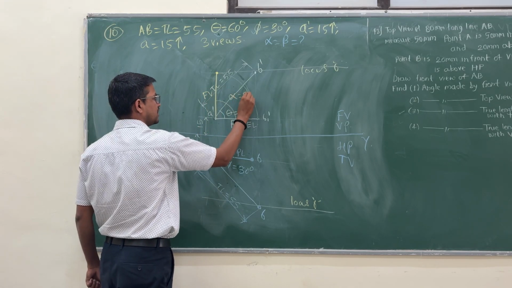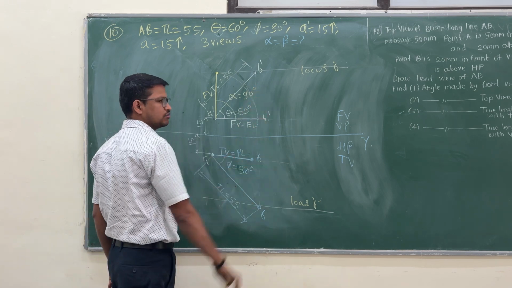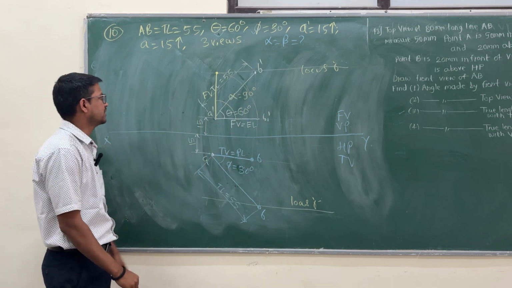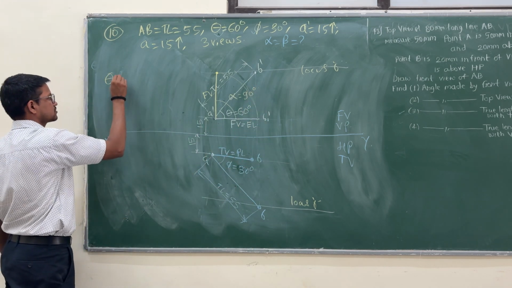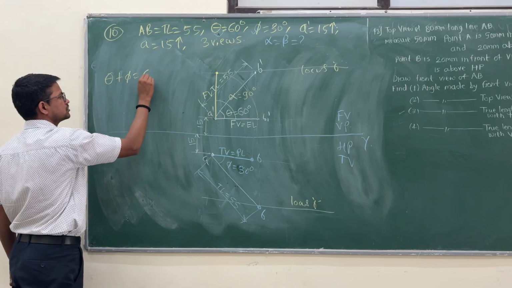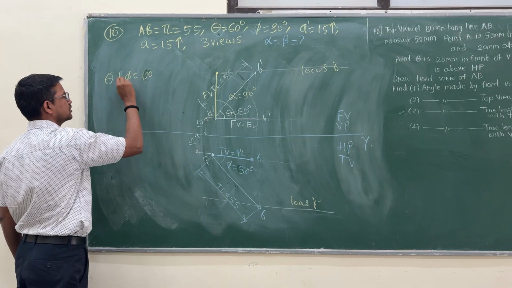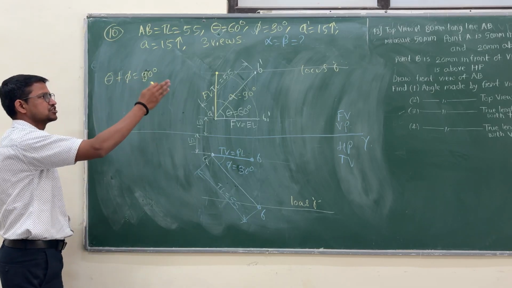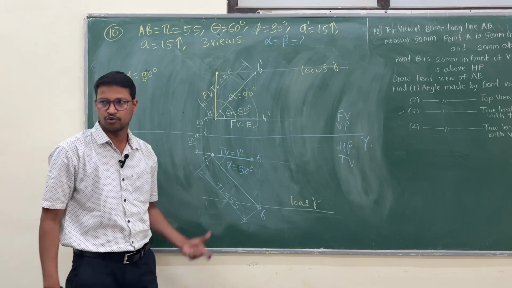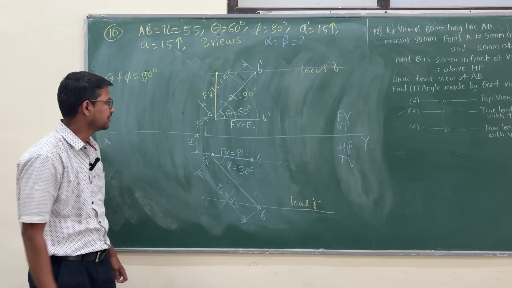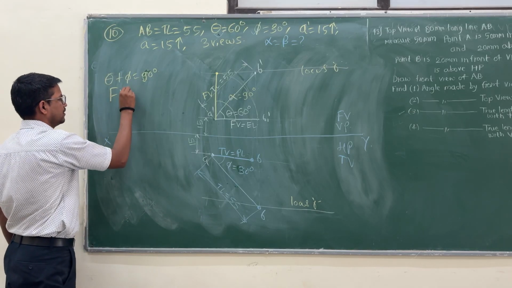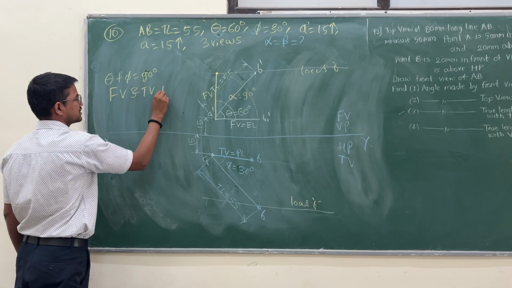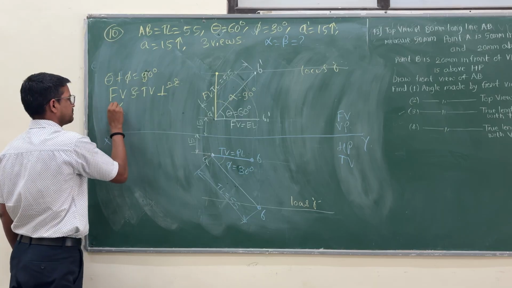So here alpha is directly given, that is how much? 90 degrees. Why has this happened? Because as per one case, theta plus phi is equal to 90 degrees. If this situation happens, theta is 60 degrees and phi is 30 degrees. Both added is how much? 90 degrees. And if this situation happens, the front view and top view are exactly perpendicular to the reference line.